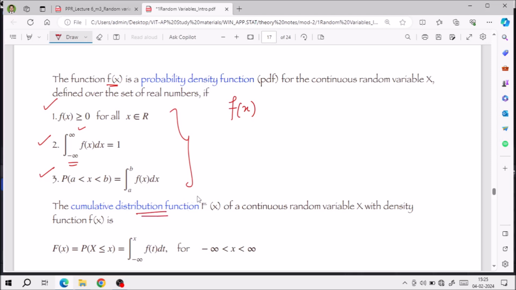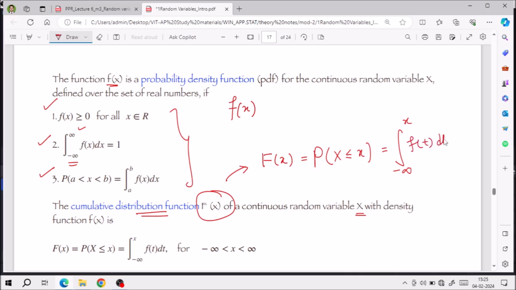And what about the cumulative distribution function? Sometimes in the exam, questions are asked based on this cumulative distribution function, which is denoted by capital F(x). So if capital X is the random variable, then the cumulative distribution function, that is F(x), is given by probability of X less than or equal to x. That means if you go with the definition of the continuous probability density function, you would have minus infinity to x, so the upper limit will be x, and here you have f(t) dt, and this f(t) is what? f(t) is the probability density function.